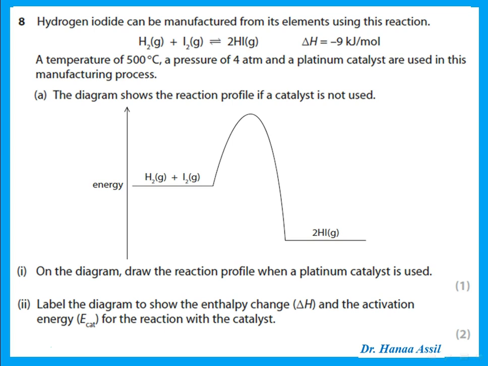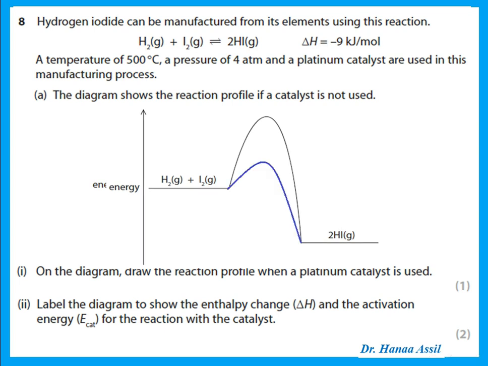Now he's saying he did this at a temperature of 500, pressure 4 atm, platinum catalyst, and he's saying on the diagram draw the reaction profile when a catalyst is used. Remember, what is the function of the catalyst? The catalyst speeds up the reaction. Now, how does it speed up the reaction? That is by lowering the activation energy. So instead of having that high activation energy, it lowers the activation energy so the reaction becomes easier or faster.